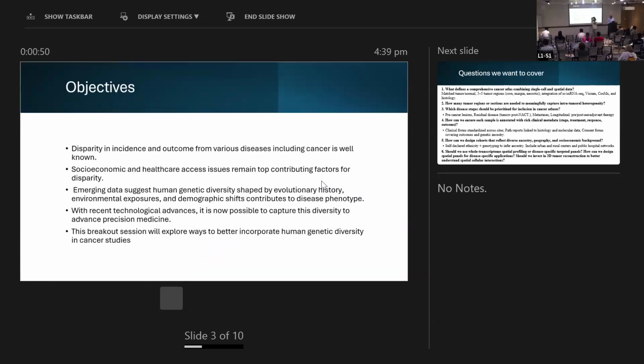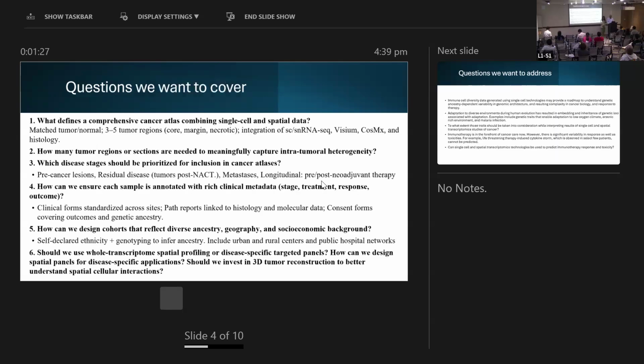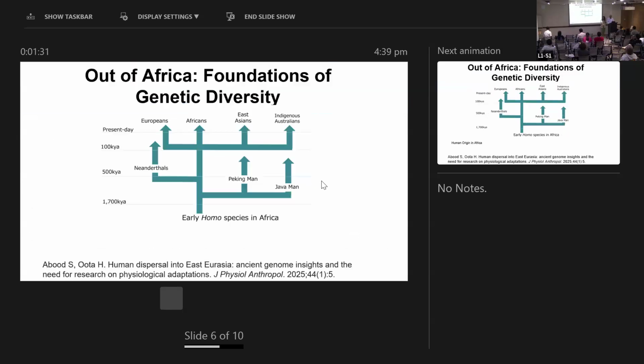So we have a couple of objectives for this session: disparity in incidence and outcome. Many of you know that various diseases, including cancer, show disparity. We always focus on the socio-economic factors, but the emerging data suggests genetic diversity shaped by evolutionary history, environmental exposures, and demographic shifts contribute to disease. Can we use the latest technology to address this possibility? Hopefully you can give us feedback on why and how to better incorporate human diversity in cancer studies. I will keep this open for when we come back to discussion.